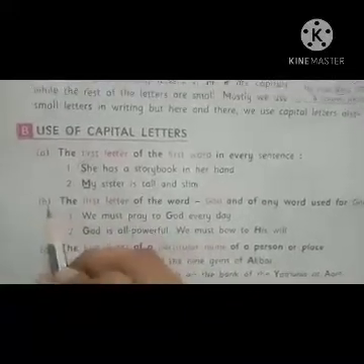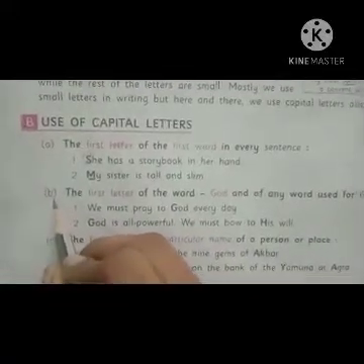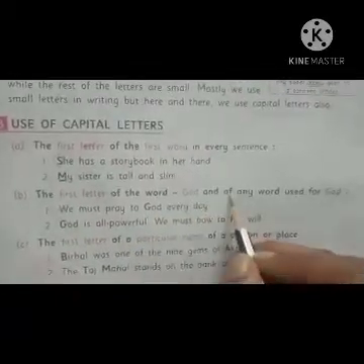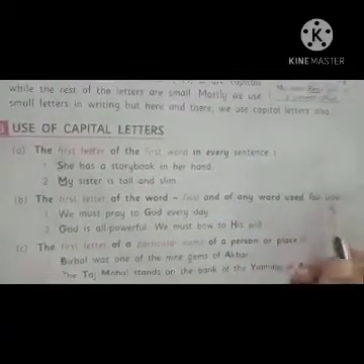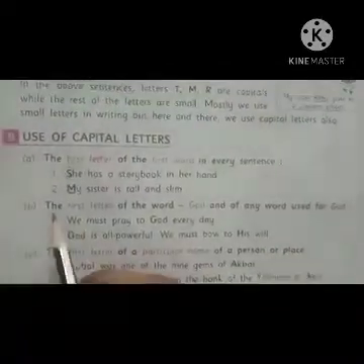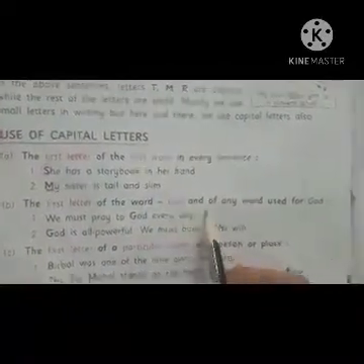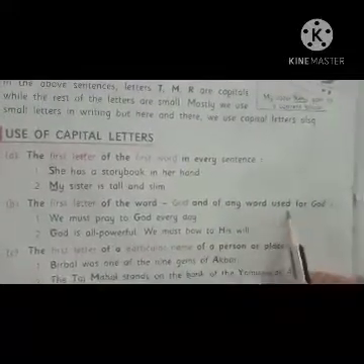And we are next going to the B-bit. The first letter of the word God and of any word used for God. See here, what is the first letter of the word God and of any word used for God?